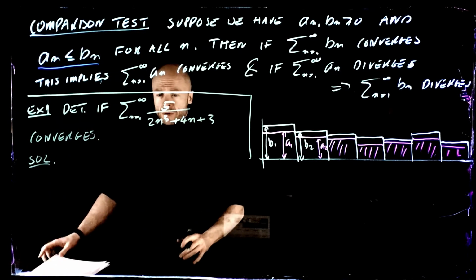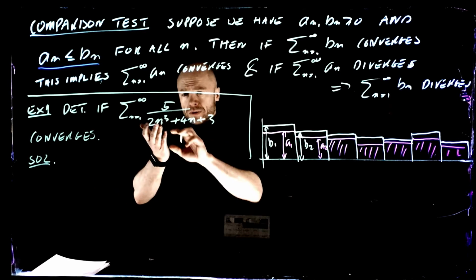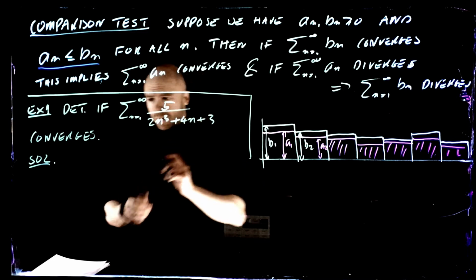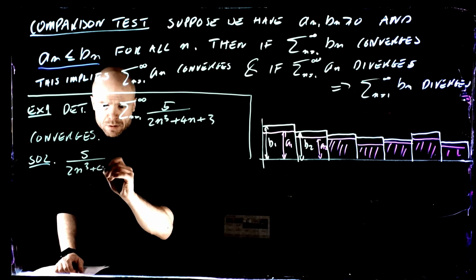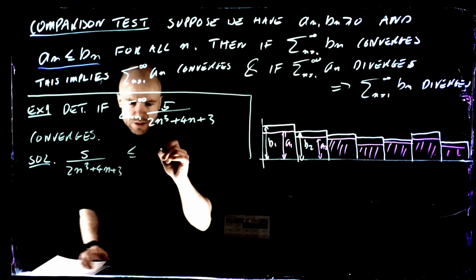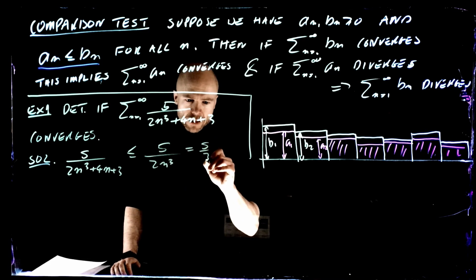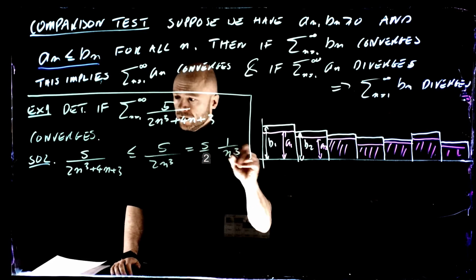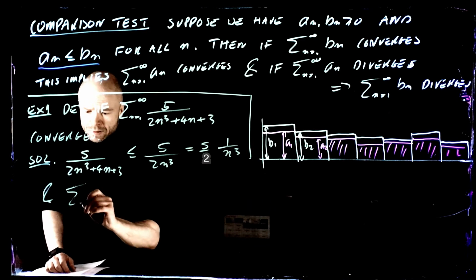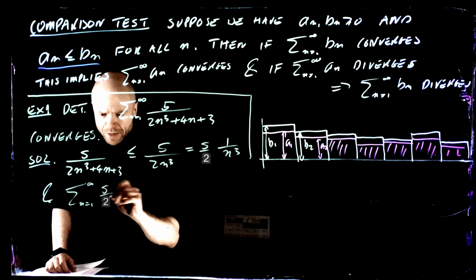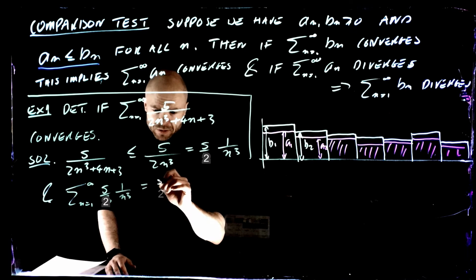Solution. Well, if we look at this guy right here, since we are putting extra stuff on the bottom, we notice that this expression is less than 5 over 2n to the 3, which is just 5 over 2 times 1 over n to the 3. Yeah, and for sure this converges. And the sum n equals 1 to infinity, 5 over 2, 1 over n to the 3 definitely converges. We can just pull it out.